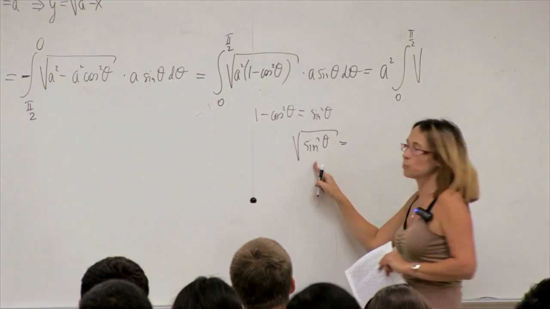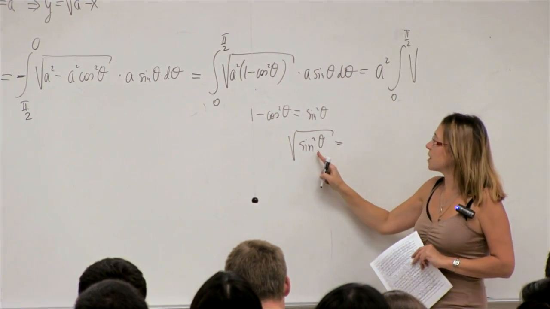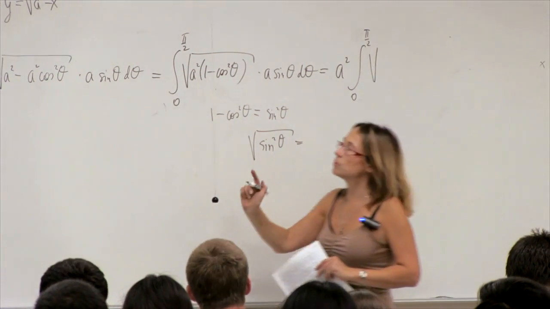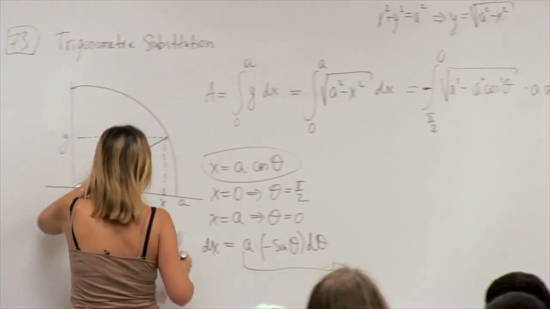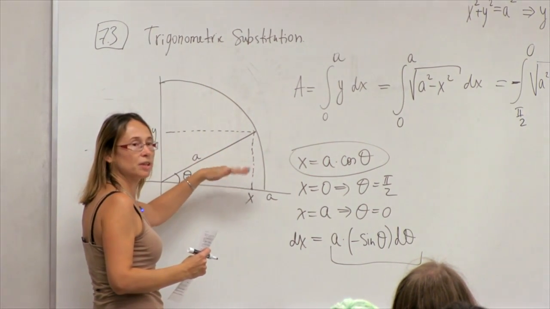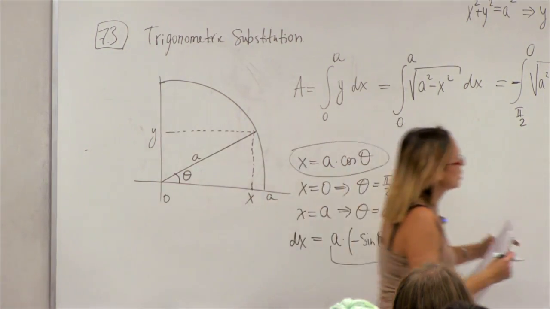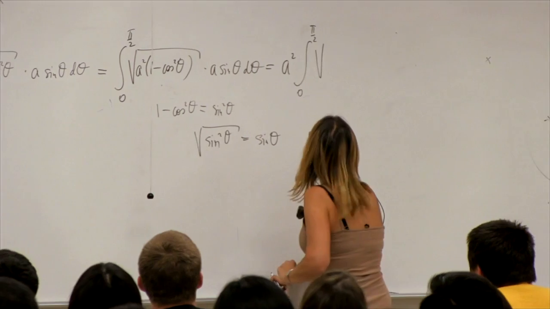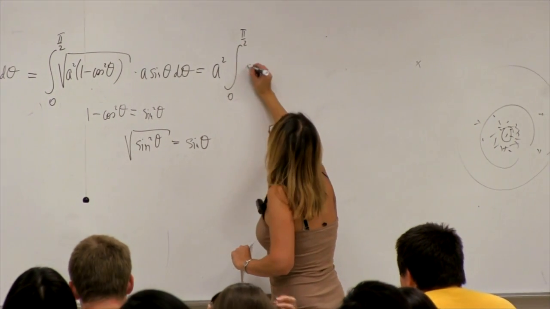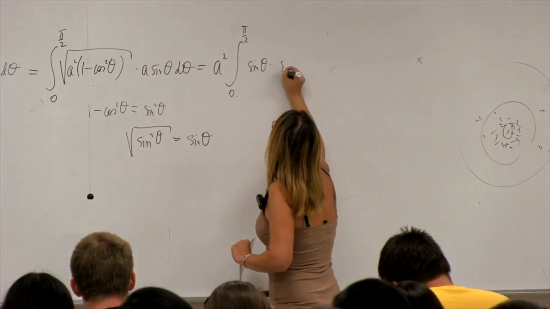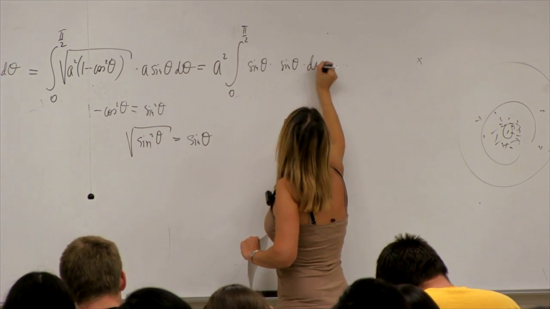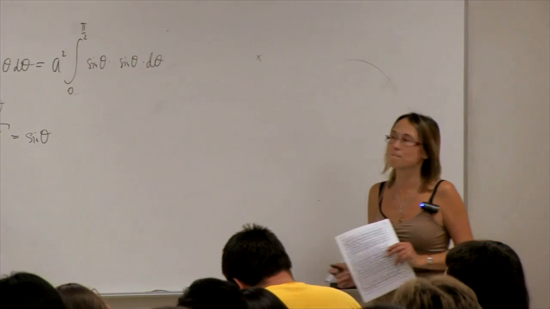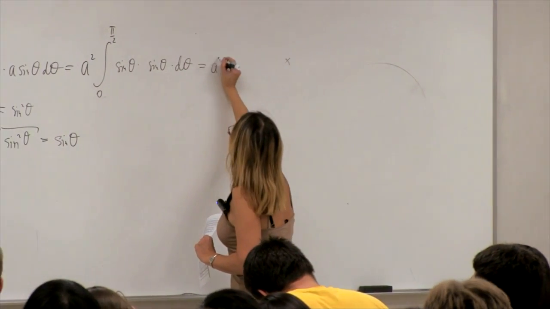Can I evaluate this expression? Square root of sine squared theta. Well, in general, it's plus or minus sine theta. But because I'm here, I know that theta is positive, and its sine is also positive. So I can, with confidence, replace that with sine theta. So here under the integral, I have sine theta times sine theta d theta. Okay? Or rewriting it again.